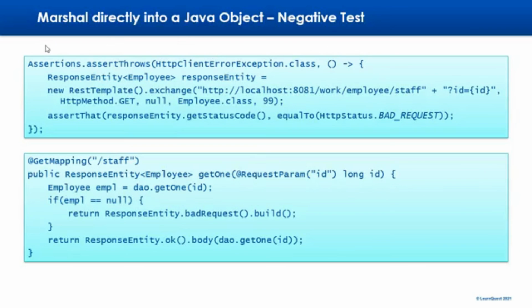Here's a JUnit test. We're just doing a negative test to show you going against the same service, same URL with a request parameter, and we're asking for an employee. 99 is its ID. So we're going to pretend that 99 doesn't exist on the server side when we go against the DAO. So we should be getting a bad request back. And that's what we're asserting.